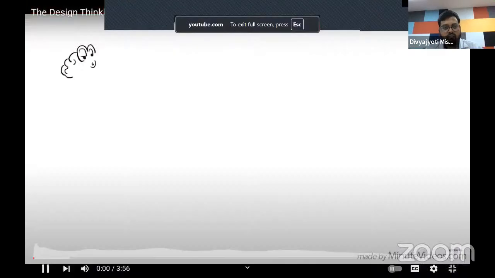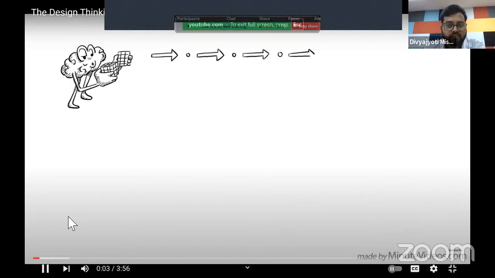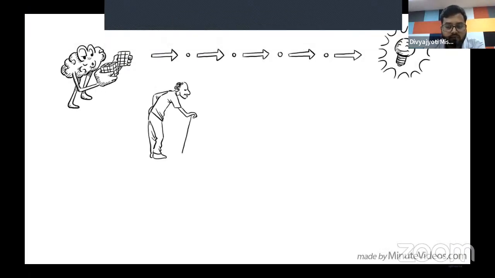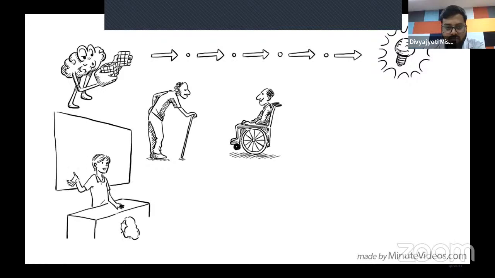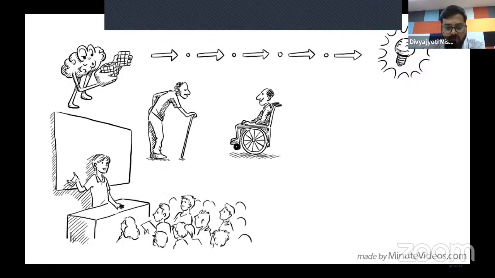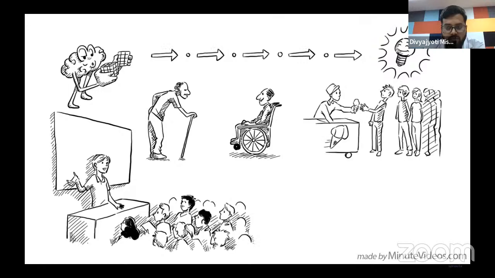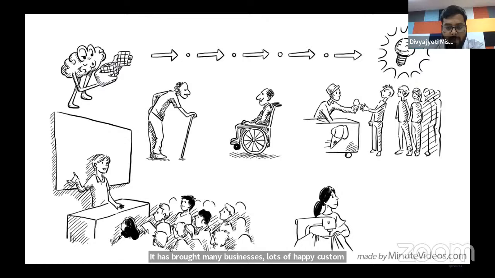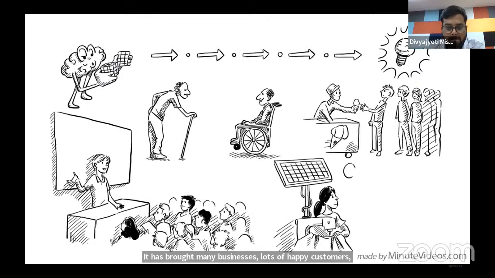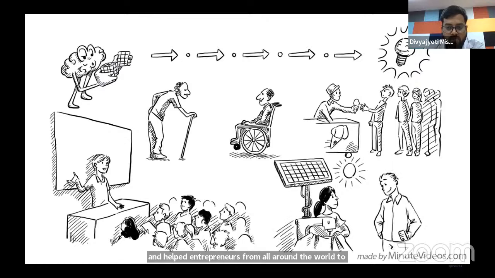Design thinking is a 5-step process to come up with meaningful ideas that solve real problems for a particular group of people. The process is taught in top design and business schools around the world. It has brought many businesses lots of happy customers and helped entrepreneurs from all around the world to solve problems with innovative new solutions.